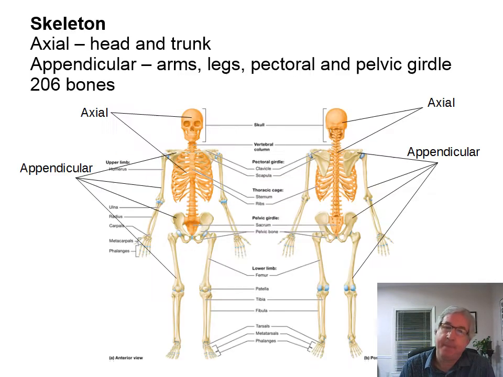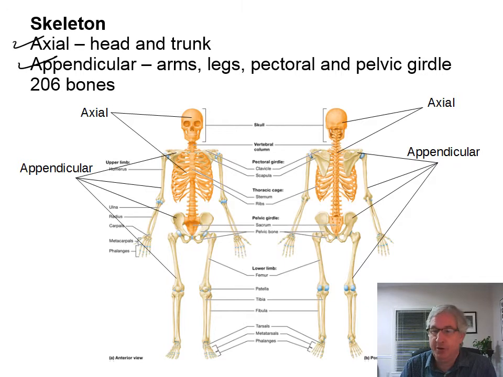Next slide. What is the skeleton composed of? It's composed of two parts: the axial skeleton and the appendicular skeleton. The axial skeleton is the head and the trunk. Really, it's the head, the vertebral column, and the ribs. The appendicular skeleton is really the arms and legs. It also includes the collarbone and shoulder blades and the hip bones, or pelvic bones, the pelvic girdle. The collarbone and shoulder blades are called the pectoral girdle. We'll learn those here in a little bit.